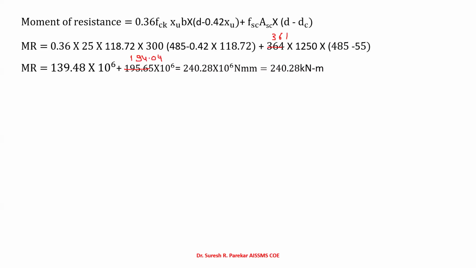And then plus 139.48, and we have 335. So 139.48 plus 194.04, 333.52. So we have this value, 333.52 kilonewton meter.